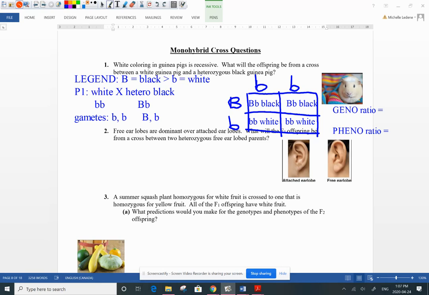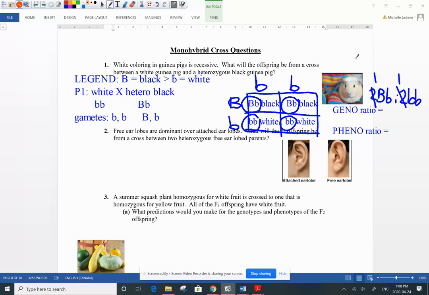So then you decide, well, here, big B, black, big B, black, little b, white, little b, white. What's my genotype ratio, the letters? Well, there are two big B, little b, two heterozygous, to two little b, homozygous recessive. Is that lowest terms? No, I reduce it. 1 to 1 is my lowest terms.